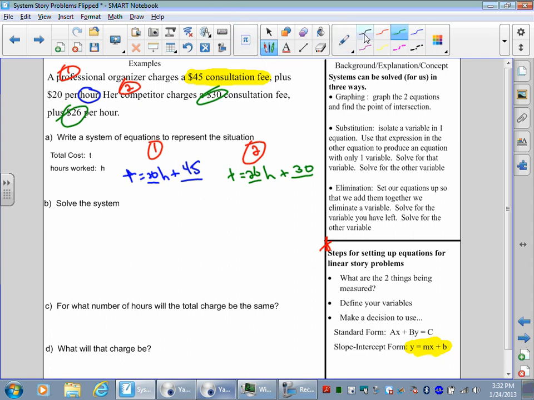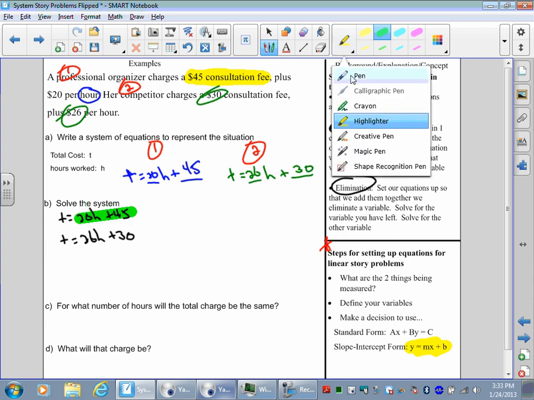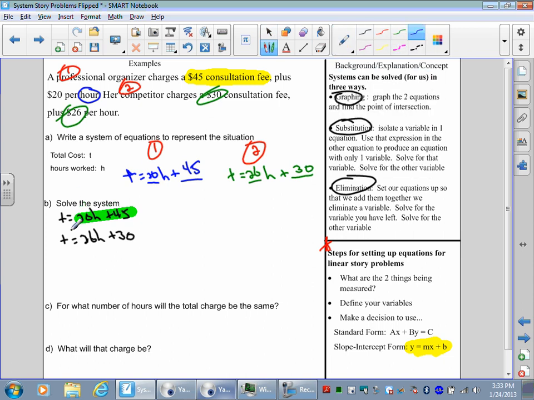Now I've written my system. And if I go to solve this system, let's set it up down here. T is equal to 20h plus 45. And secondly, T is equal to 26h plus 30. Now, this is a system of equations, and I can decide, do I want to use graphing? Do I want to use substitution? Do I want to use elimination? To me, it sets itself up in this particular problem to use substitution, because I already know T is the same thing as 20h plus 45, or T is the same thing as this. But the key point is I've already gotten a variable alone. So what I want to do is I want to take this and put it in there.